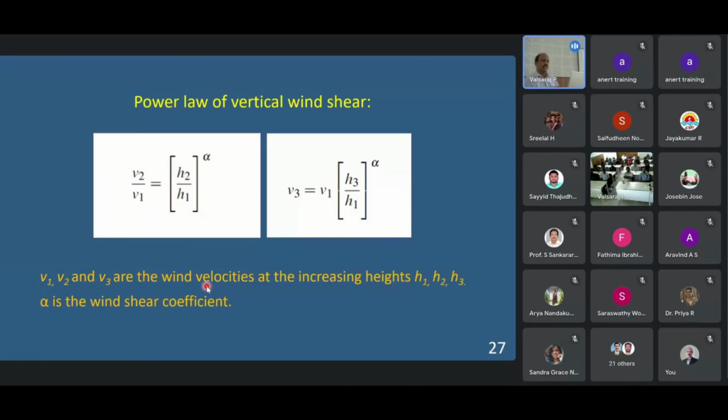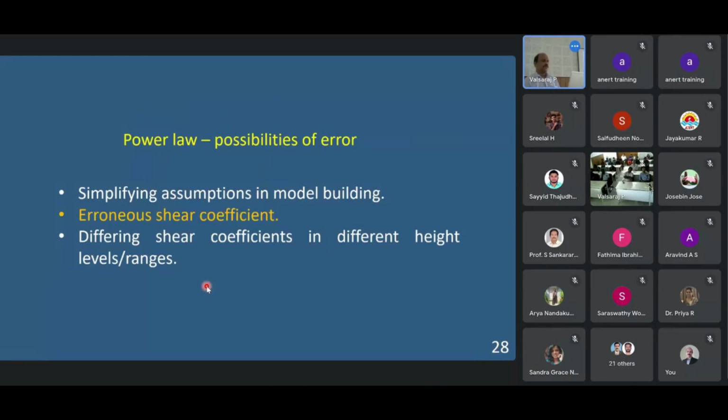So like that, V3, again two other differences. You can either use one velocity and height, and by knowing the alpha coefficient for that particular area, you can calculate the other one. Otherwise, take two known sets of values, find the alpha, and for the third one, you apply that alpha. But this empirical model is only an approximate one. It's sometimes erroneous because of simplifying assumptions in model building, errors in shear coefficient calculation, and different shear coefficients at different levels.